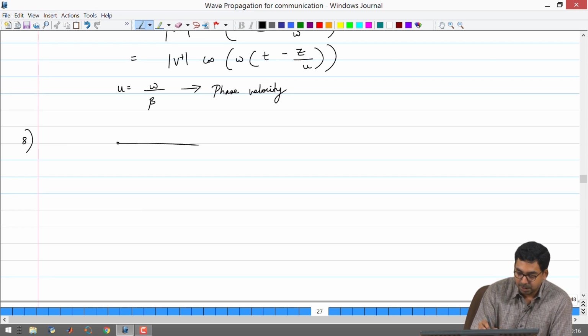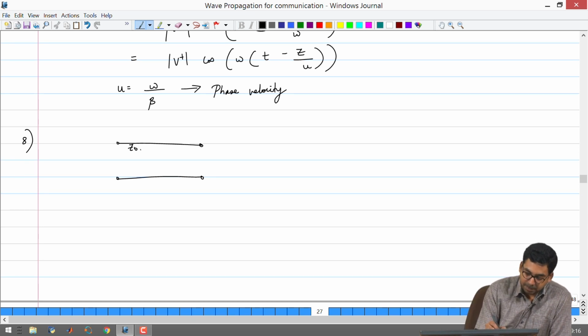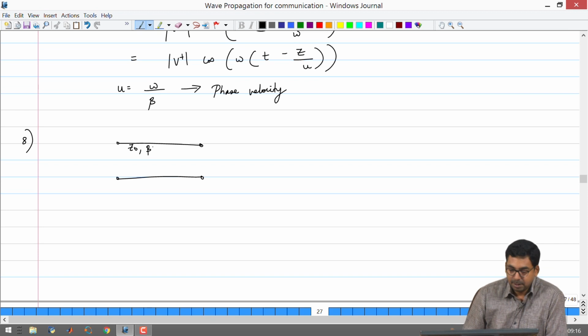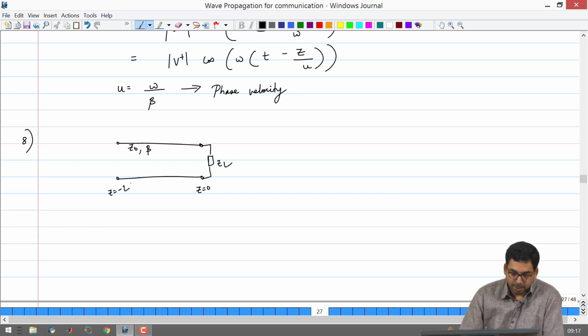So, we will start with some terminations. I will have a transmission line, okay, and let us say its characteristic impedance is Z naught, right. Phase constant is beta. I have a load resistor ZL. There are too many Z's, but the Z that I am writing below is the spatial coordinate.